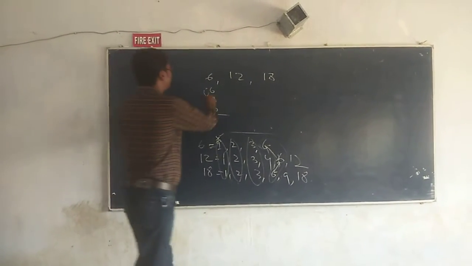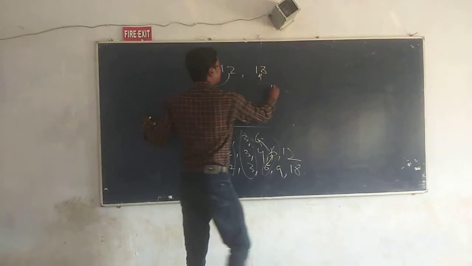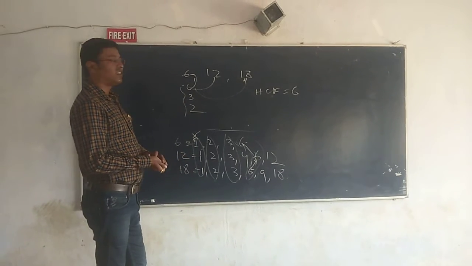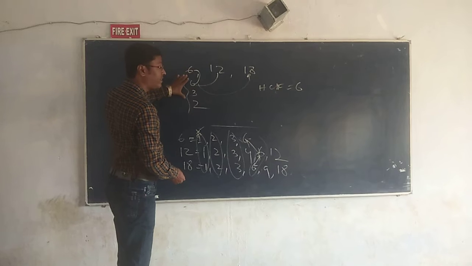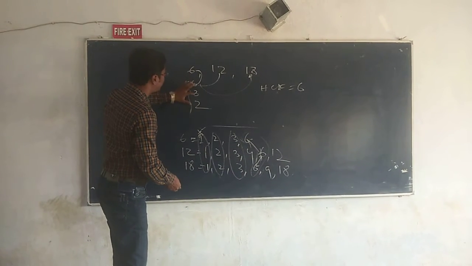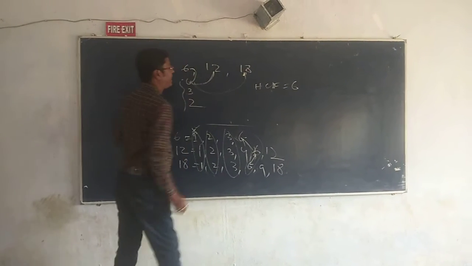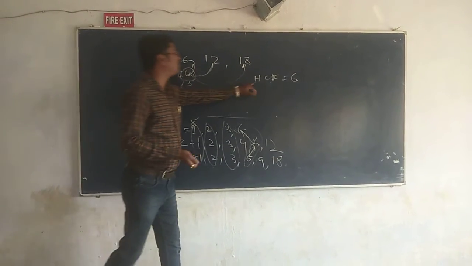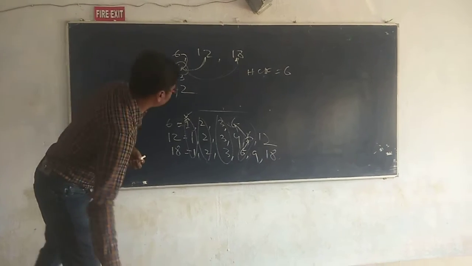HCF is what? You see, 6 divides 6, 6 divides 12, 6 divides 18. So HCF is 6. In short, this is the trick. First you have to take the greatest factor first, so 6, then 3, then 2. Now you divide: 6 divides 12, and 18 also. So 6 is the highest number which is divisible by all. That's why HCF is 6. Right?